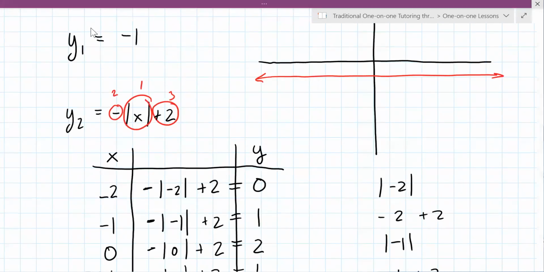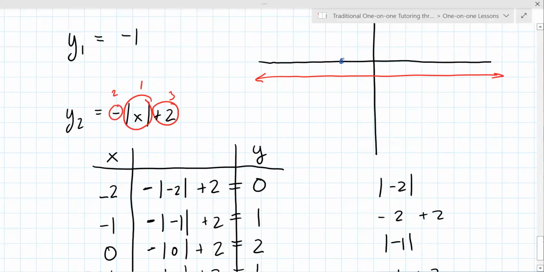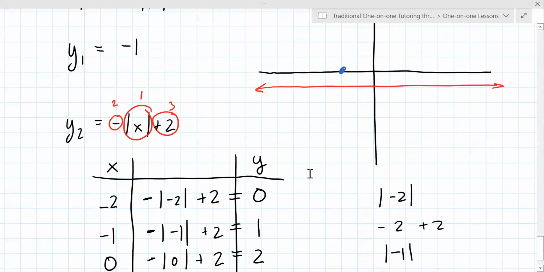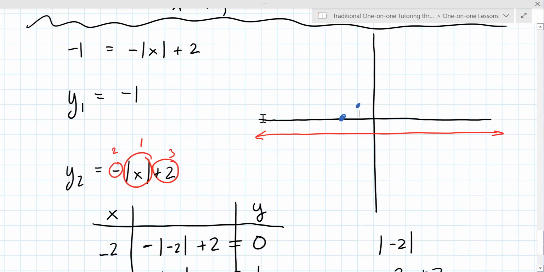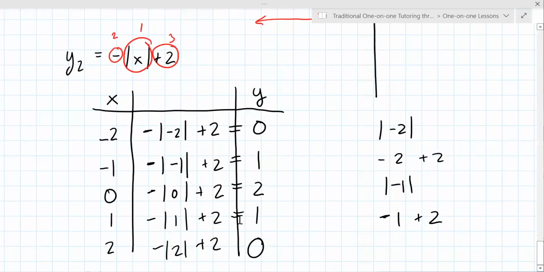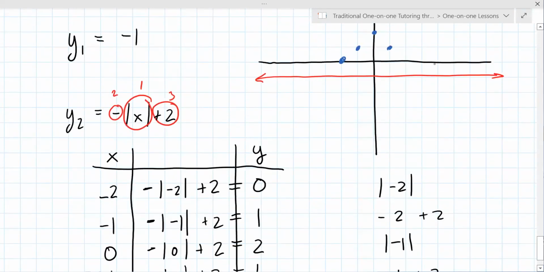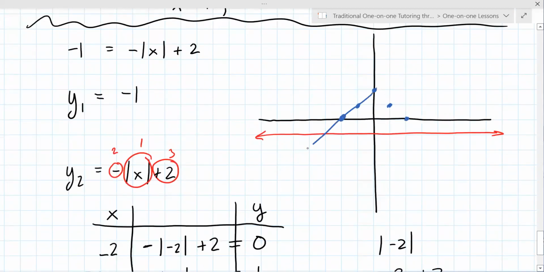All right. So I'm going to go back here to the graph. -2, 0 is there. -1 and then 1 is here. Your next point is 0, 2. That's up here. Your next point is 1, 1. That's here. And then your last one is 2, 0.